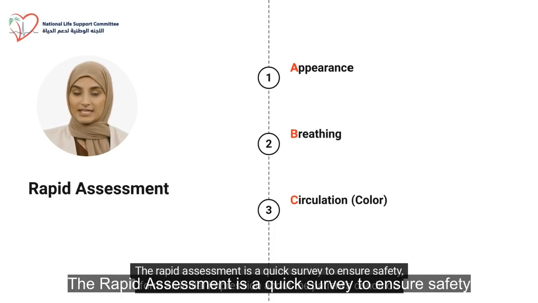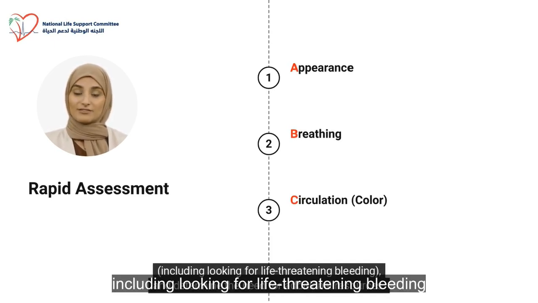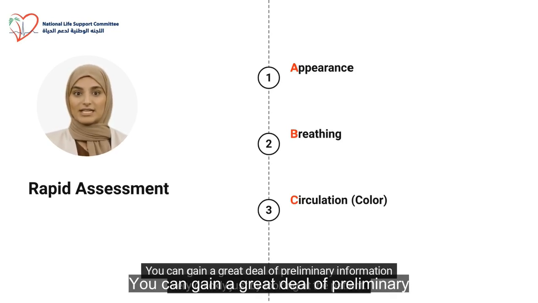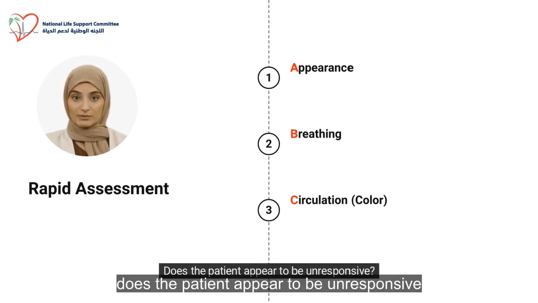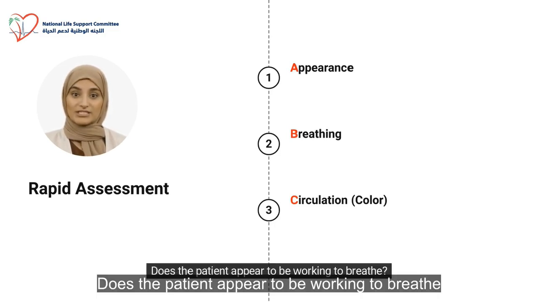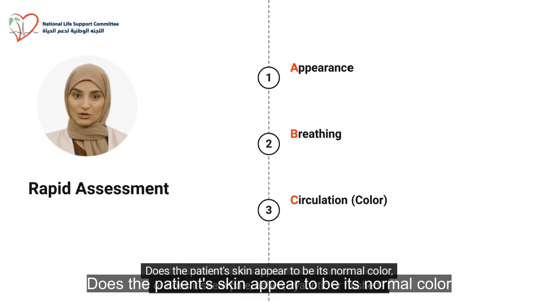The rapid assessment is a quick survey to ensure safety. Form an initial impression about the patient's condition, including looking for life-threatening bleeding, and determine the need for additional resources. You can gain a great deal of preliminary information very quickly just by looking at the patient. For example, does the patient appear to be unresponsive? Is the patient speaking? Does the patient appear to be working to breathe? Does the patient's skin appear to be its normal color?